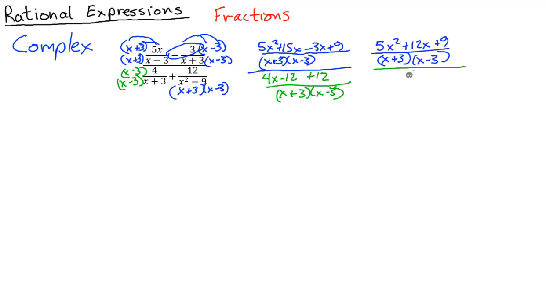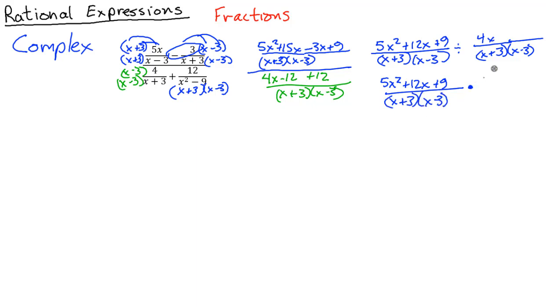Excellent. So let's put that over here. 4x, the 12s go away, and x plus 3, x minus 3. And then what happens here? Yeah, we write this out as a division problem. So let's return to our color. And if it's this divided by 4x over x plus 3, x minus 3, then when we write it out and flip and multiply, 5x squared plus 12x plus 9 all over x plus 3, x minus 3. And we are now timesing this guy flipped on its head.